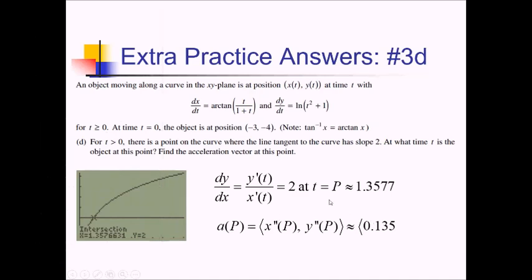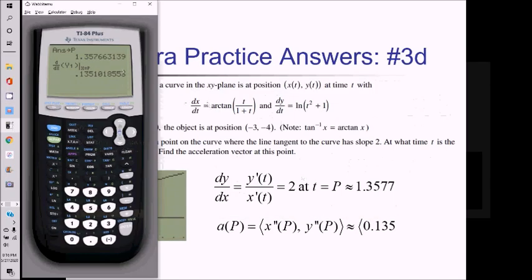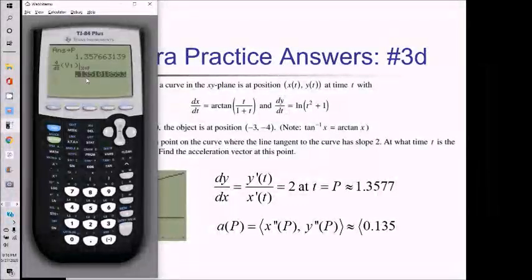Now let me do the same thing for y double prime of p. Now the good news is I can just yank my input from right here, and the only thing I need to change from what I did earlier, I need to take the derivative of y prime instead of x prime. So instead of y1, I'm going to do alpha trace and replace that with y2. Still doing this at p though, so press enter, and that's 0.955.